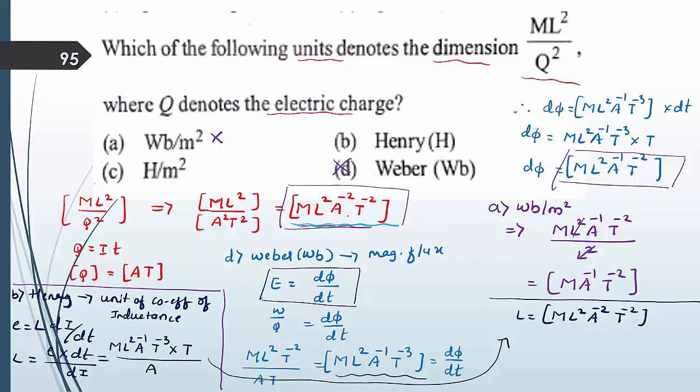Observe these two here, M L square A raised to minus 2 t raised to minus 2. Yes, both are the same. Option B is correct. Or you can compare with equation 1. Both are the same here. So option B is right. Suppose you are using option C, Henry per meter square. Henry per meter square means divided by L square. L square will get cancelled. So this is not the proper answer. So which is the right option? Henry is the right answer. Option B.